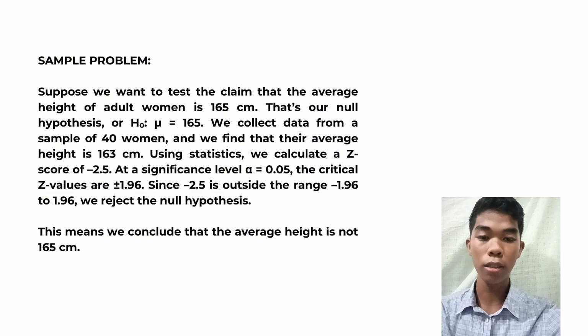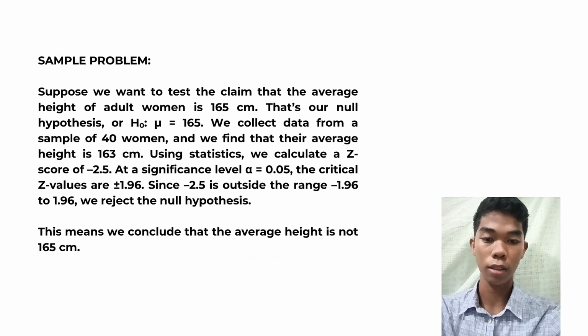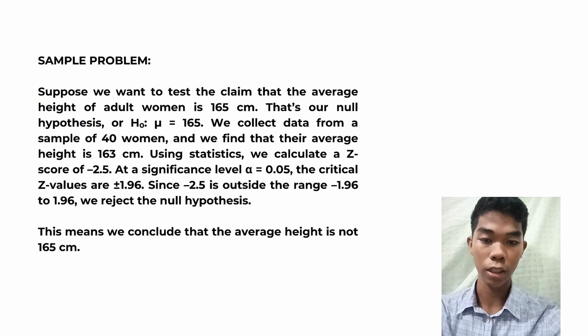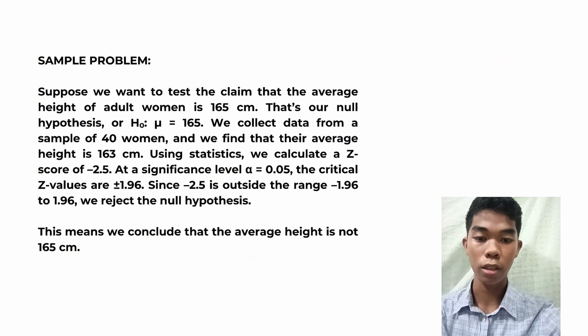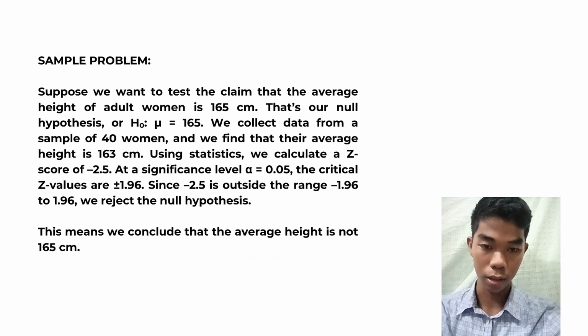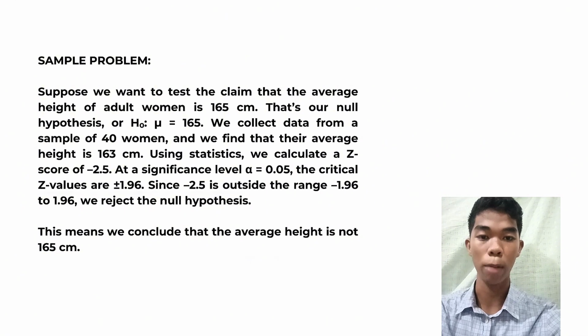The critical z-values are positive and negative 1.96. Since negative 2.5 is outside the range of negative 1.96 to 1.96, we reject the null hypothesis. This means we conclude that the average height is not 165 centimeters.